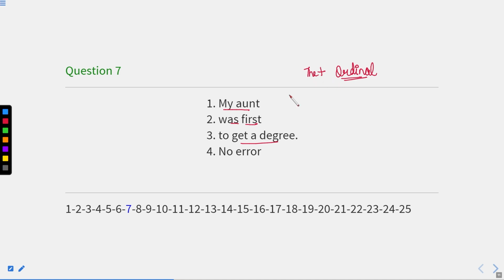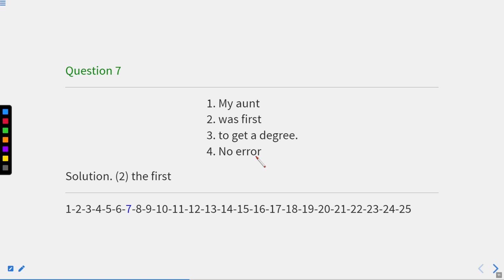This concept we have already learned in the chapter of articles. If you have not read that yet, go and go through the chapter. It is very, very important for all of you to read the concepts of articles. Before any ordinal number, we need to put the. Here it is first, which is an ordinal, and before an ordinal we need to put the. So my aunt was the first to get a degree. Therefore, the error is in part 2, where we need to put the before the word first. I hope you got the concept.